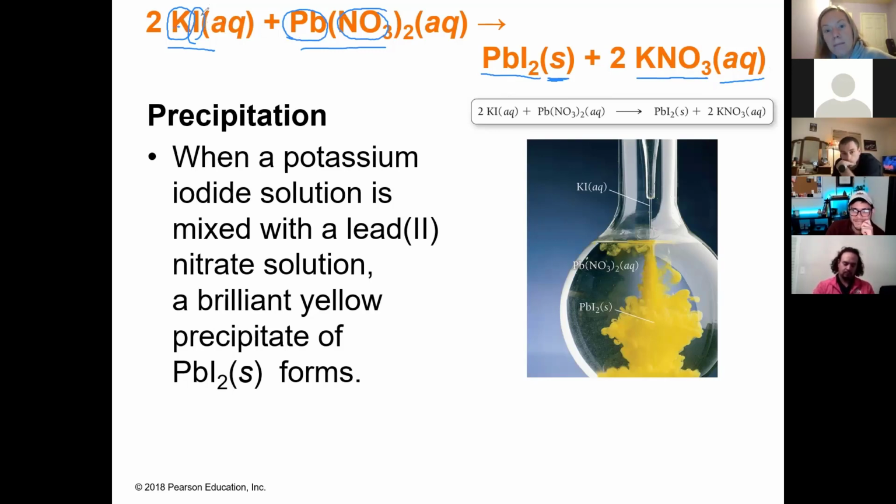So it will always be metal with non-metal. It will never be metal with metal, okay? Or non-metal with non-metal. Why? Metals and metals both have positive charges, so they're not going to work. Non-metals and non-metals have negative charges, so they're not going to work. So they're always going to switch partners, but keep that positive negative charge thing happening.